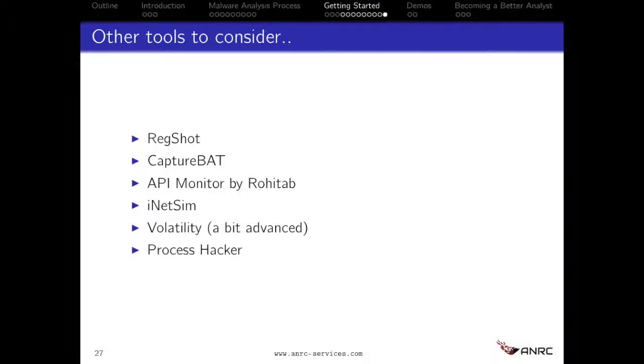Process Hacker is similar to Process Explorer. It's just another way to view your processes. Some people prefer it over Process Explorer. It's really a matter of preference, but it allows you to do the same kinds of things. You get to see the process tree. You can look at various properties, DLLs, handles, and things that the process has access to. It's a pretty handy tool.